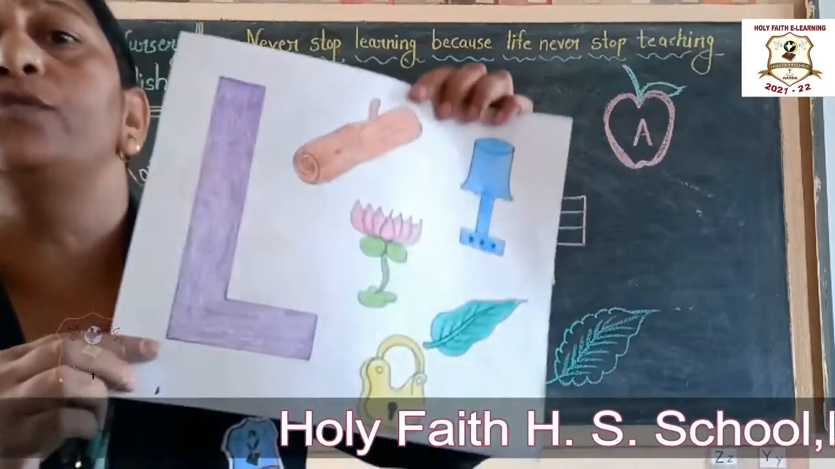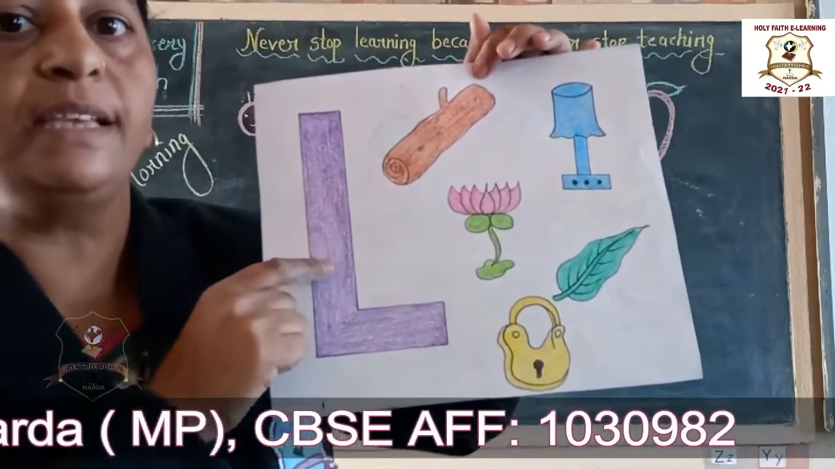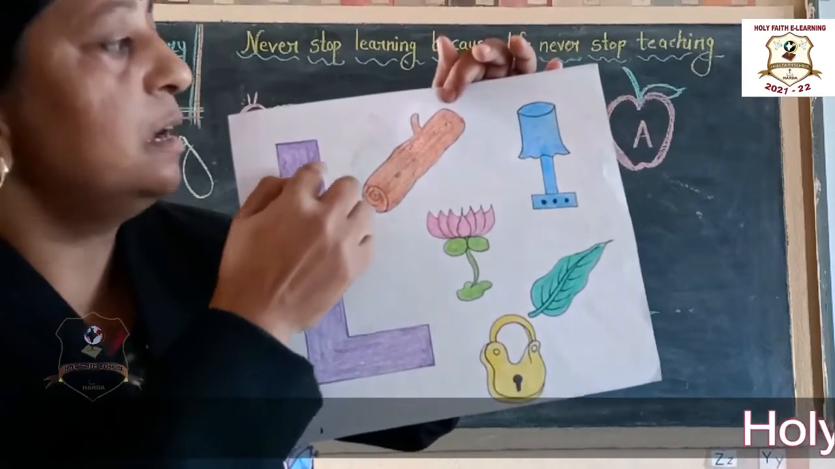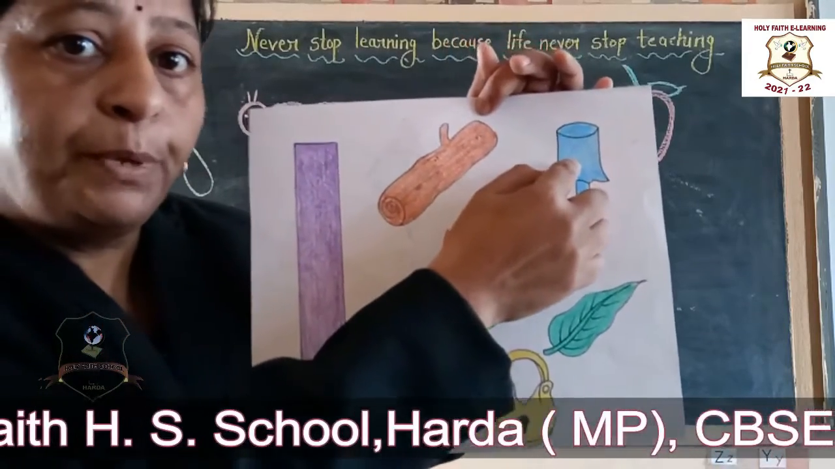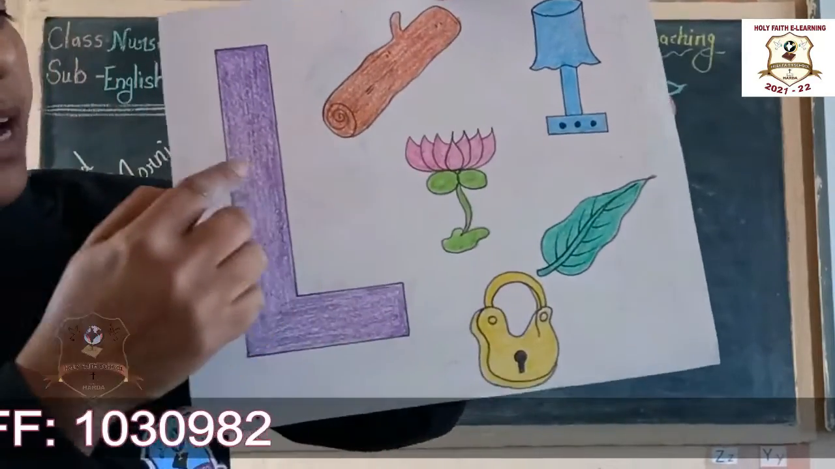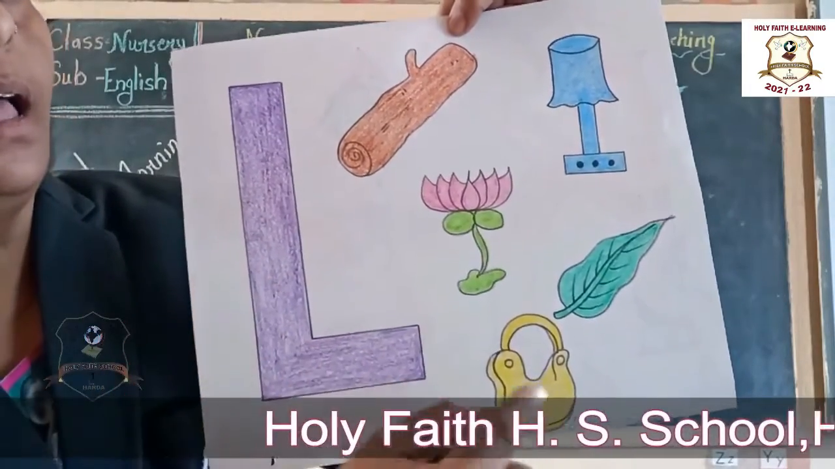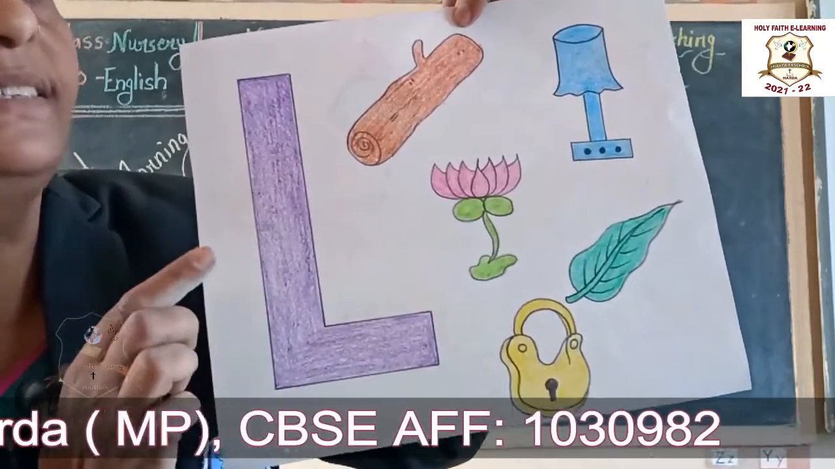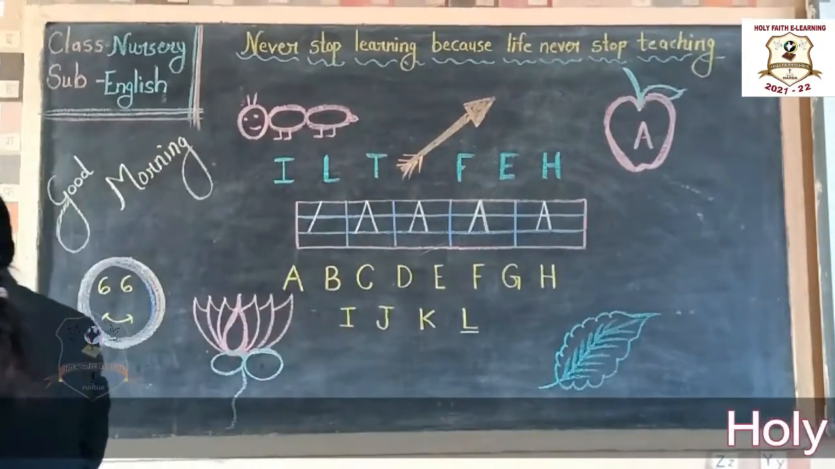This letter we have also learned in our written part. Okay. L. Sound of L is L. What is the sound of L? L. Say L. L. Log. L. Lamb. Say loudly, beta. L. Lotus. Leaf. L. Lock. Which letter is this? L. And sound of L is L.